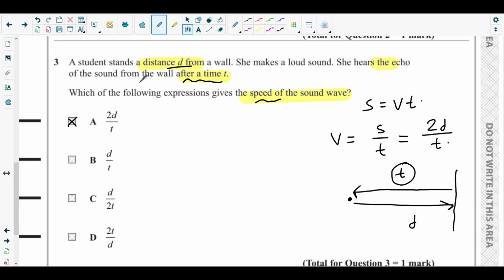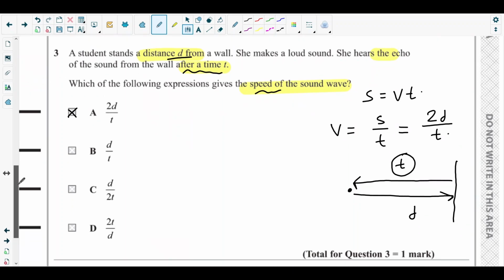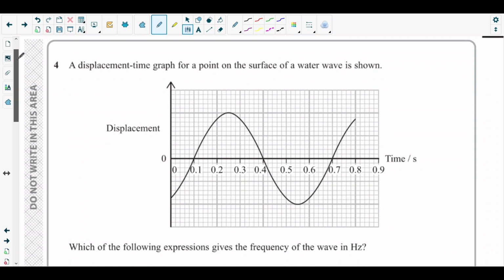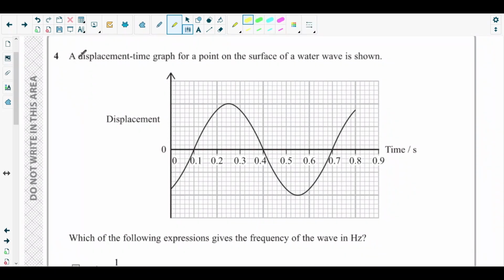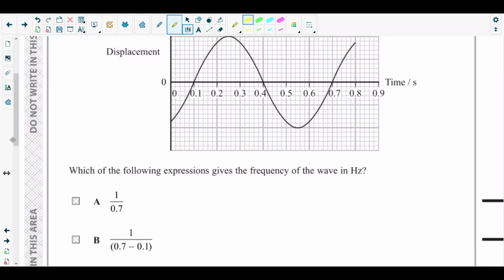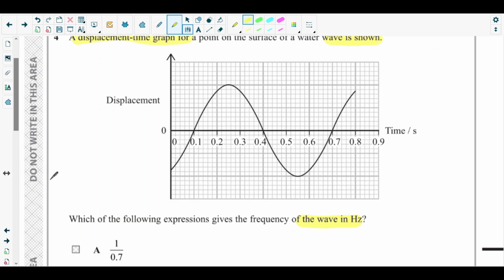Okay. Next is multiple choice question number 4. The question says a displacement time graph for a point on the surface of a water wave is shown. Which of the following expressions gives the frequency of the wave in hertz? Okay, frequency. To get the frequency, we need the time period from this graph.